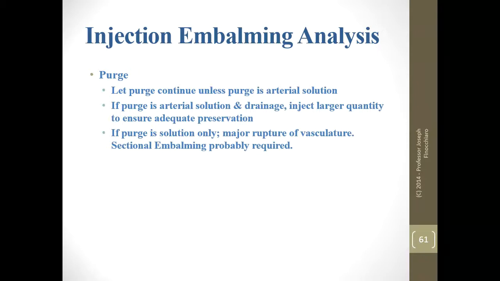If the purge is arterial solution in drainage, inject larger quantities to ensure adequate preservation. If purge is solution only, you have a major rupture of the vasculature somewhere, so you should stop what you're doing and inject. See, if purge is arterial solution and drainage, then we're getting something working because blood is coming out too. But if we're only getting arterial solution coming out of an orifice, we have a serious problem. We need to stop and we need to address things on a part-by-part basis.